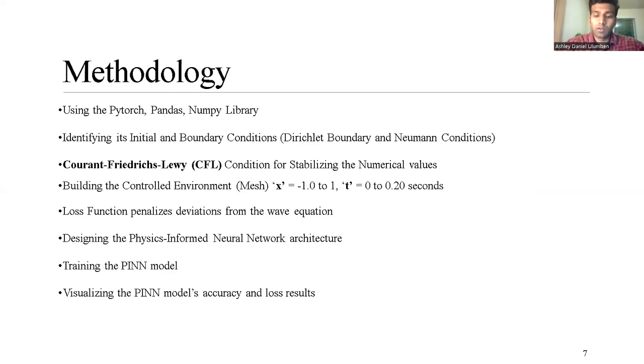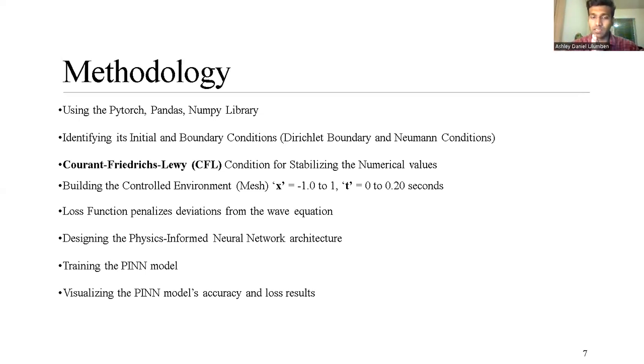So the methodology we have taken is to identify the initial and boundary conditions of the wave, that is the Dirichlet and Neumann conditions, which specify how the wave reacts when it touches the boundary.